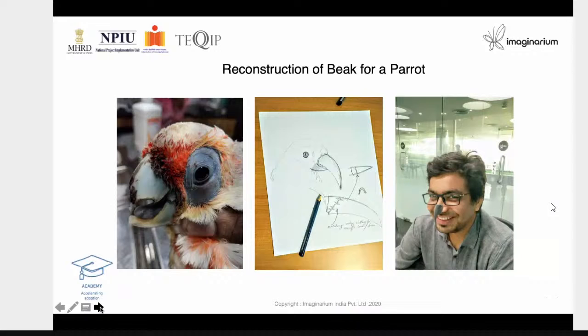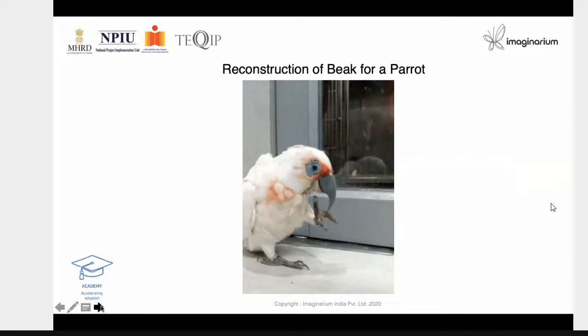And we have also been doing a lot of things for birds and animals, pets. So here you can see how a broken beak has been fixed. This is an artificial beak.